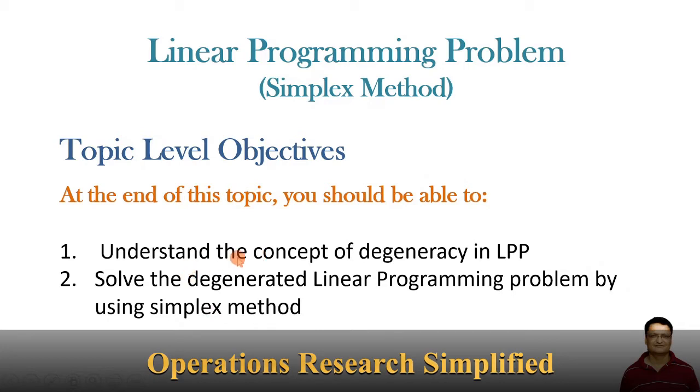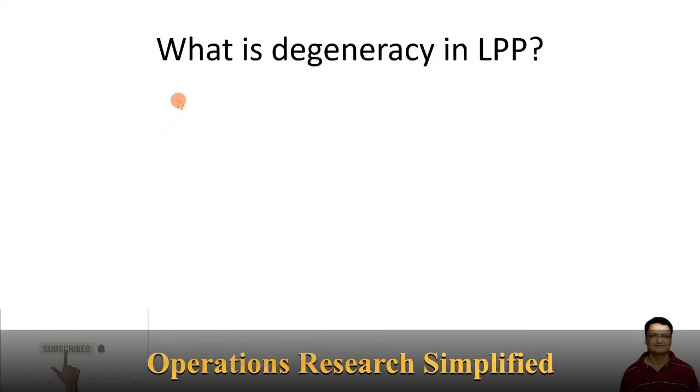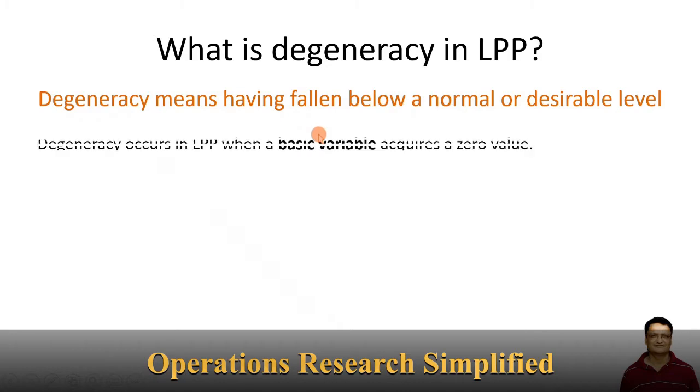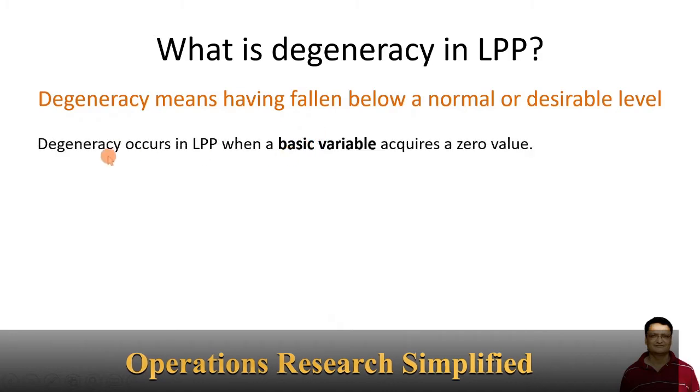Now, before we go to solve an actual problem, let us understand what exactly degeneracy in LPP is. The literal meaning of degeneracy is fallen below a normal or desired level. So there is some kind of lacuna, some kind of discrepancy in a linear programming problem that makes it difficult to get the final or optimum solution.